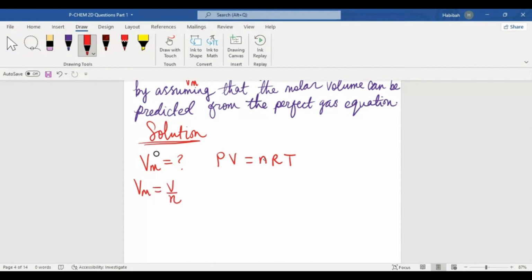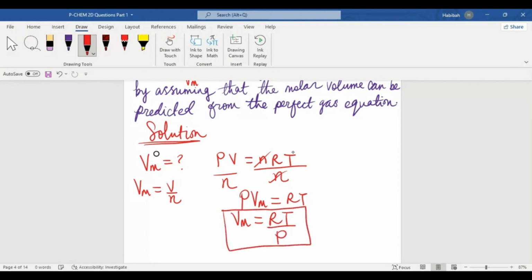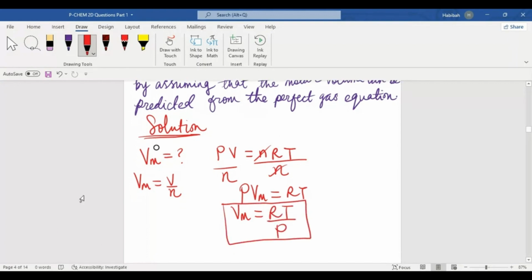To do that, you simply divide by the number of moles here and here. So what you end up with is PVm equals RT. You can rewrite this as Vm equals RT divided by P. This is basically the formula that we're going to first of all use to determine the molar volume.